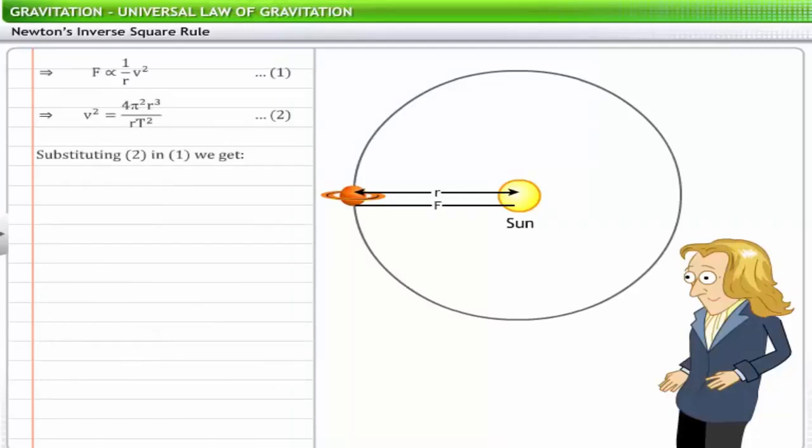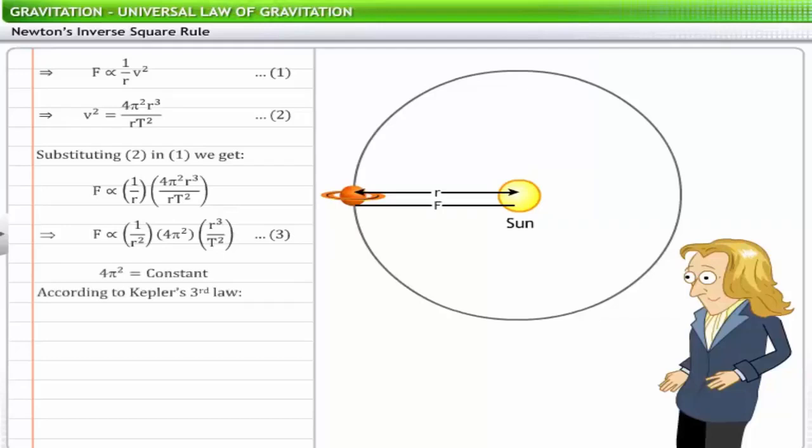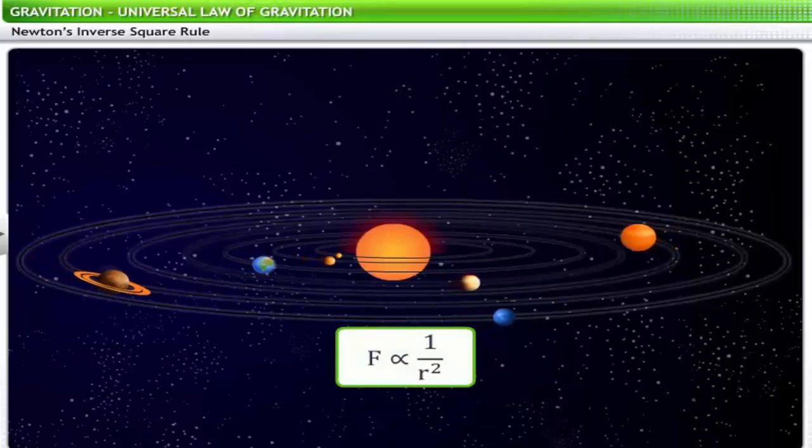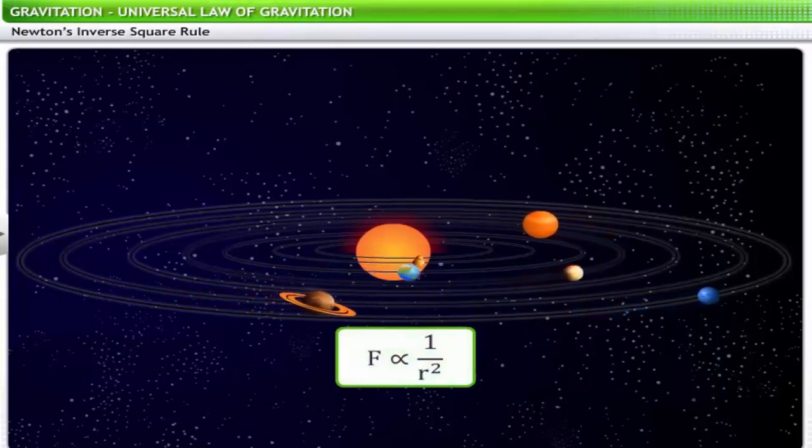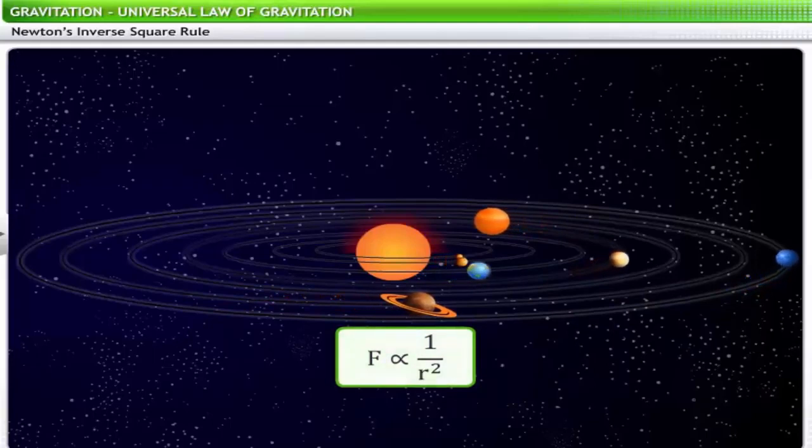Substituting equation 2 in equation 1 and simplifying, we get equation 3. In equation 3, 4 pi square is a constant. According to Kepler's third law, r cube divided by T square is also constant. Therefore, we can eliminate these constants from the relationship. Eliminating the constants, we get the relationship as F proportional to 1 divided by r square. Newton extrapolated these findings to all the bodies in the universe. Therefore, the gravitational force F is inversely proportional to the square of the distance between the two bodies.